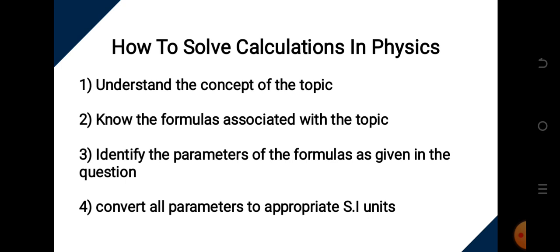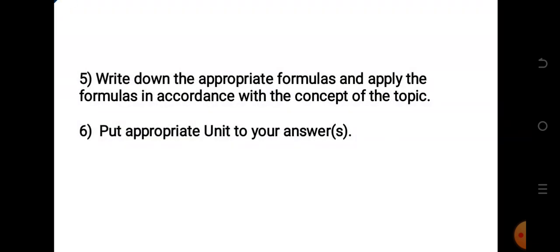Then number 4, convert all parameters to SI units, because in physics we deal with units and measurement. So if the unit is not correct, your result will also be wrong. So always convert to the SI unit. Then number 5, write down the appropriate formulas and apply the formulas in accordance with the concept of the topic. Then number 6, after you have gotten your result, put the appropriate unit to the answer.